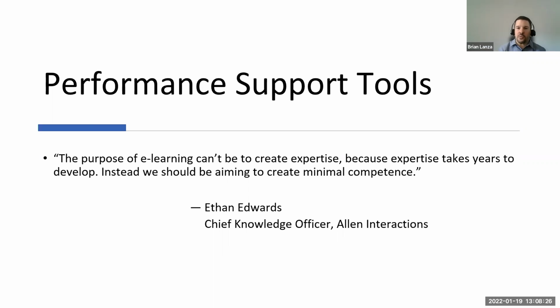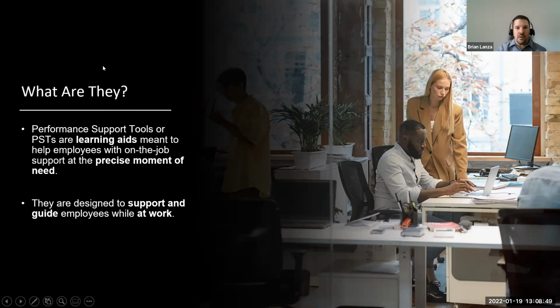So that's where performance support tools come in. If they need to know information that's important, or something they need to memorize, put it in a PST where they can access it after your training, okay? And that's an effective way to use e-learning for training your adult learners. So you might be asking, what are they? Performance support tools are learning aids. They're meant to help employees with on-the-job support at the precise moment of need. That's the key point: when they need it, that's when it's available to them. They are designed to support and guide employees while at work.